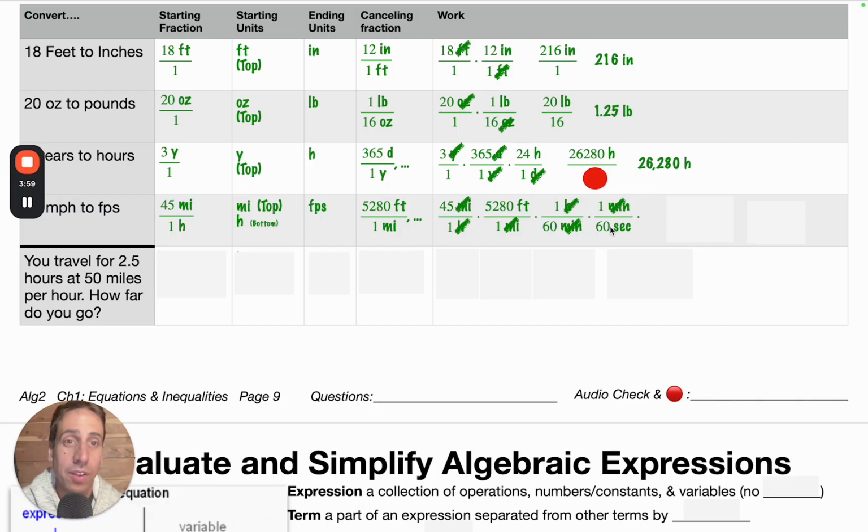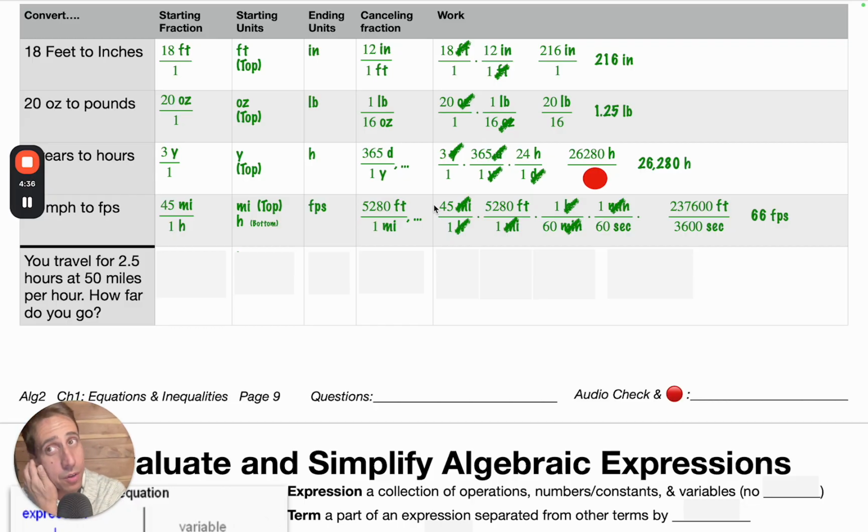The reason I put 60 on the bottom instead of the top is that I wanted to put this minutes up here to cancel out this minutes down here. Top and bottom cancel, and so now I'm left with seconds. And I've got all these numbers. So what I'm going to do is multiply all the way across: 45 times 5280 over 60 times 60. And I've got feet and seconds. You can just grab a calculator and divide the two and get a decimal. In this case, just 66 feet per second. 45 miles an hour is 66 feet every second. It's kind of fast when you think about it that way.